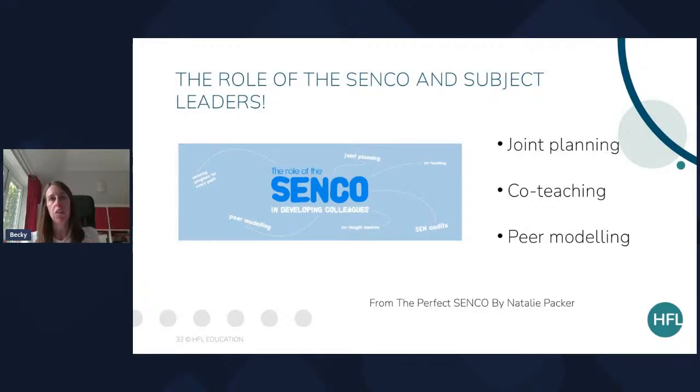But then, like Margaret Mulholland said, we want to support the teacher in using and applying the adaptive teaching tools. They know their learners, they know the strategies in their toolbox. How can they effectively use and apply? So models such as joint planning, co-teaching and peer modelling.